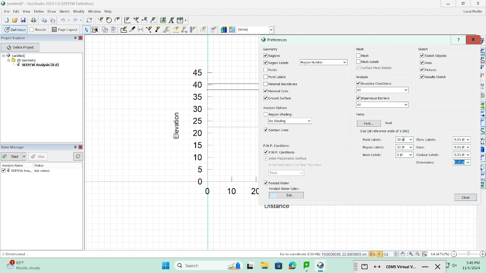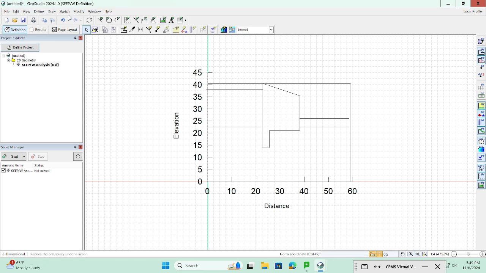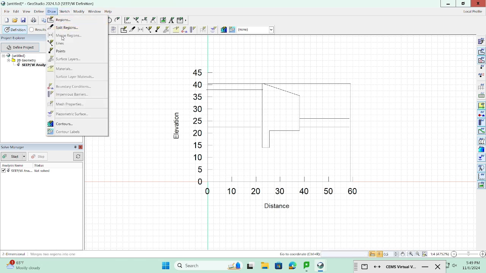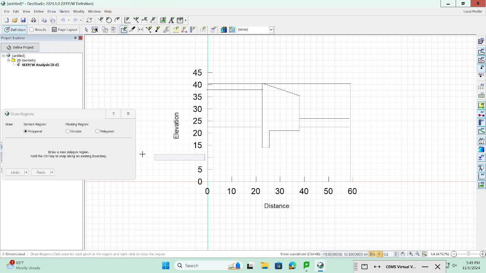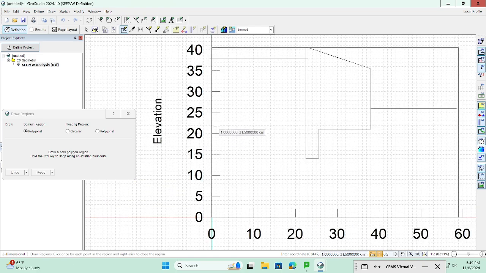Because these will be very big when you start drawing your region, and for that reason we are changing them. Okay, so you can change these to 0.15 and click on point labels so you don't see them. Okay, now I can start drawing. I'm going to go to Draw, okay, then Regions, and now I can start drawing.